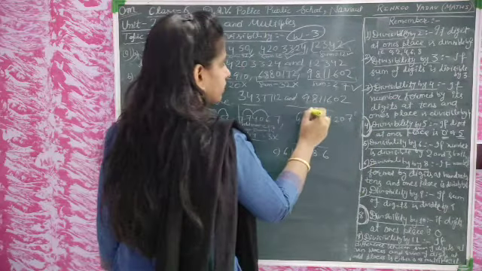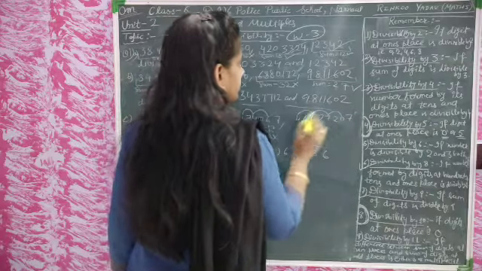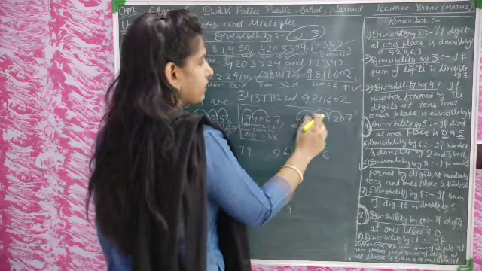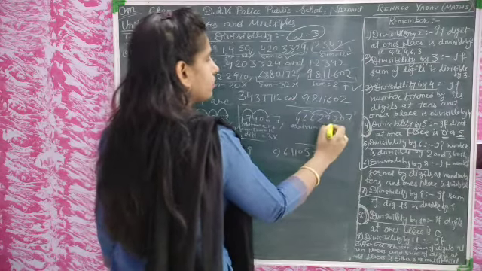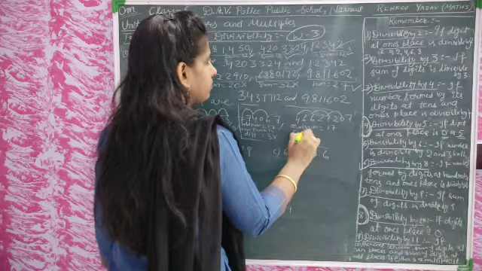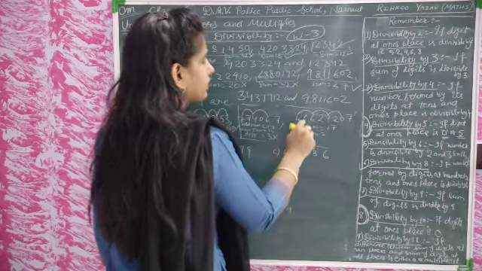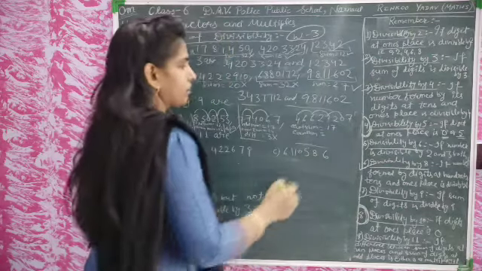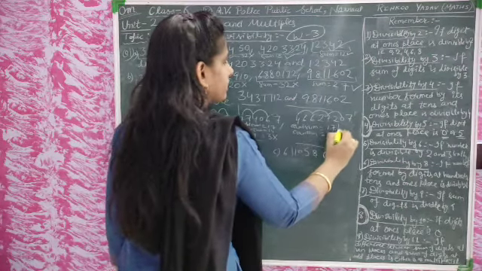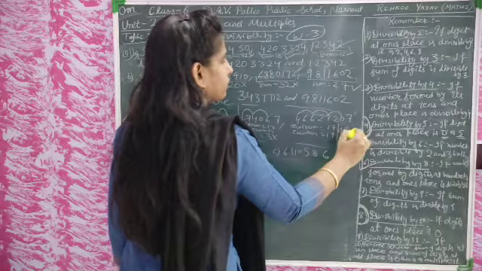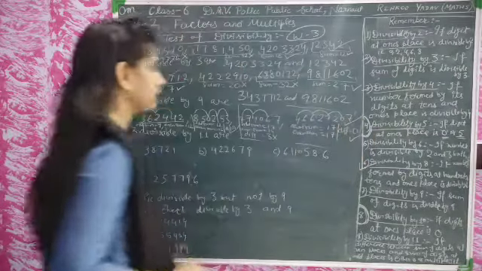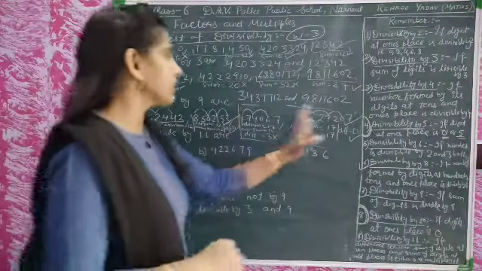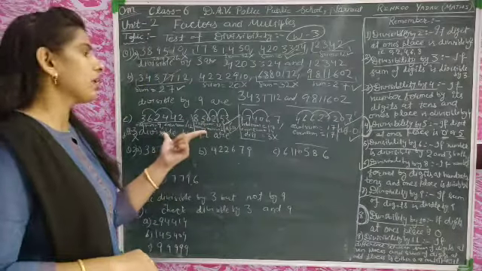Now check this number. Odd sum: 4 plus 6, 10. 10 plus 7, 17, and 0, 17. And even sum is 6 plus 2, 8. 8 plus 2, 10, and 10 plus 7, that is 17. And the difference is 0. It means this is divisible by 11. So both numbers are divisible by 11. These and this. These are not divisible by 11.